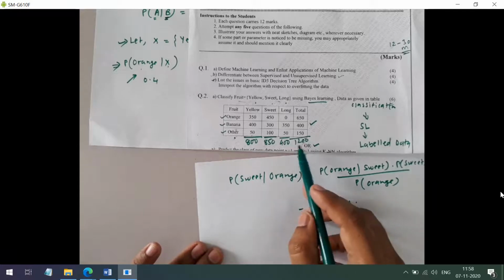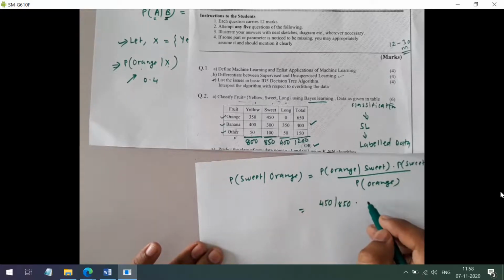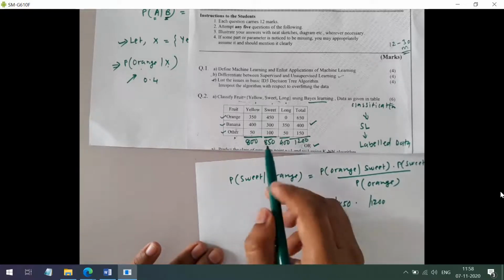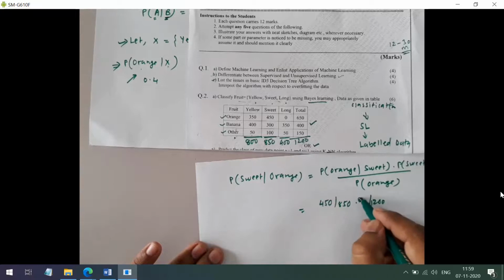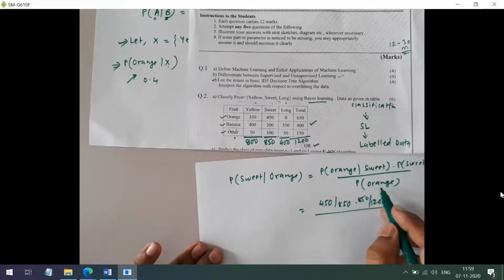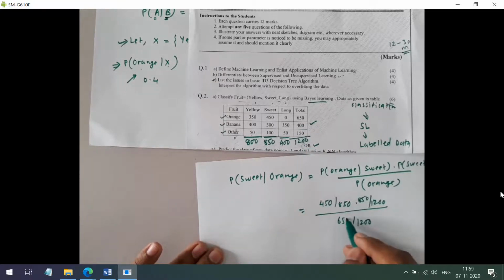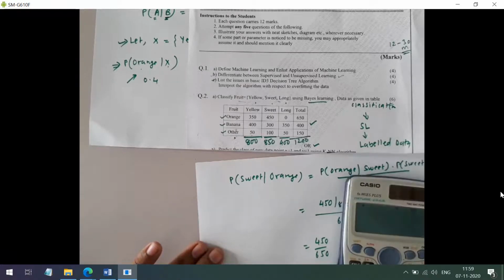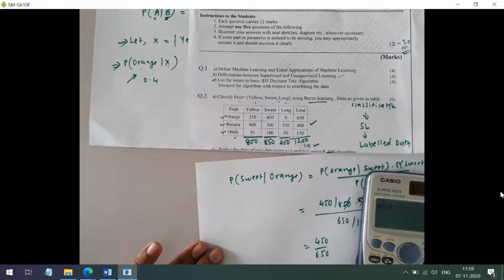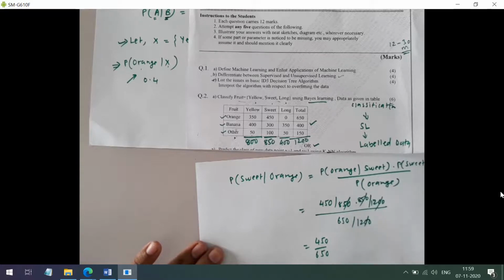So how many fruits are there? That is 1200. And out of 1200, how many sweet fruits are there? 850. Divided by probability of orange. Out of 1200, how many oranges are there? That is 650. So we will cancel out the terms. So it is 450 divided by 650, and the answer is 0.69.